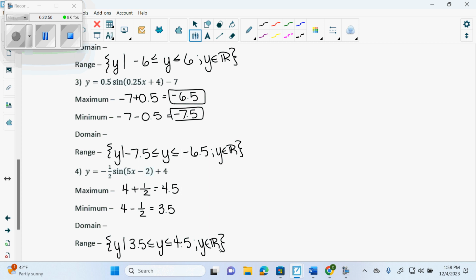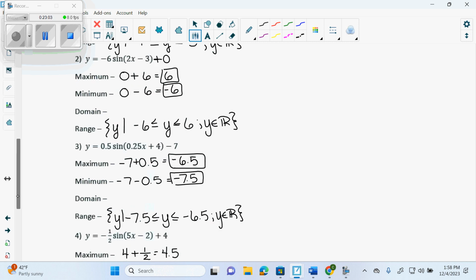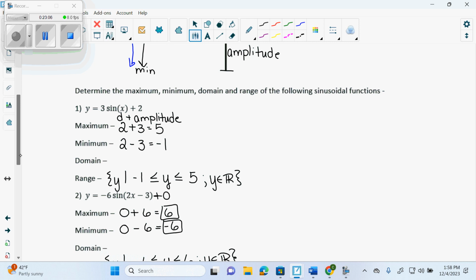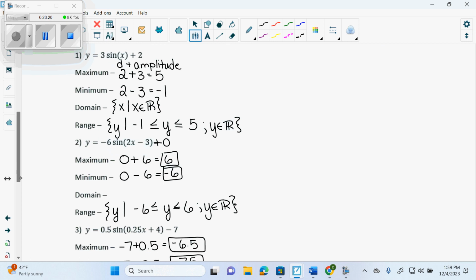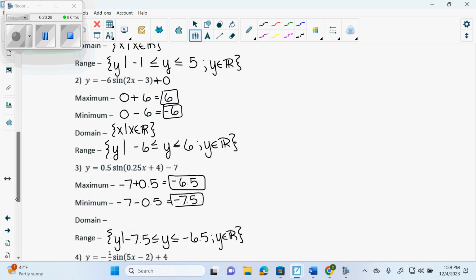Sinusoidal graphs go like this. Forever. What's their domain going to be? X is an element of the reals. Still not done your call. X is an element of the reals. Your timeline is running out. Okay. Nope. Yep. X an element of the reals.